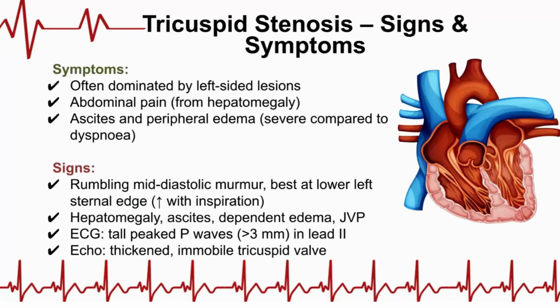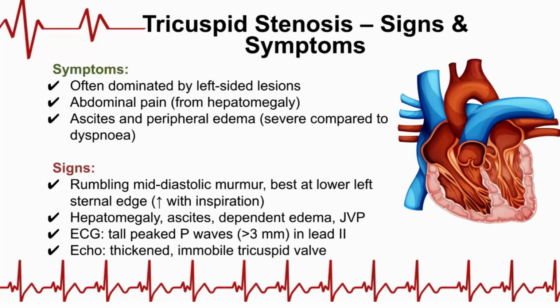Now, tricuspid stenosis is often dominated by left-sided lesions. So especially things like, as I said earlier in the class, mitral stenosis, leading to left ventricular changes, which then go on to cause left atrial changes, which then cause congestion of the pulmonary circuit, causing the right ventricle to dilate and have increased pressure. It starts from left-sided lesions mainly.